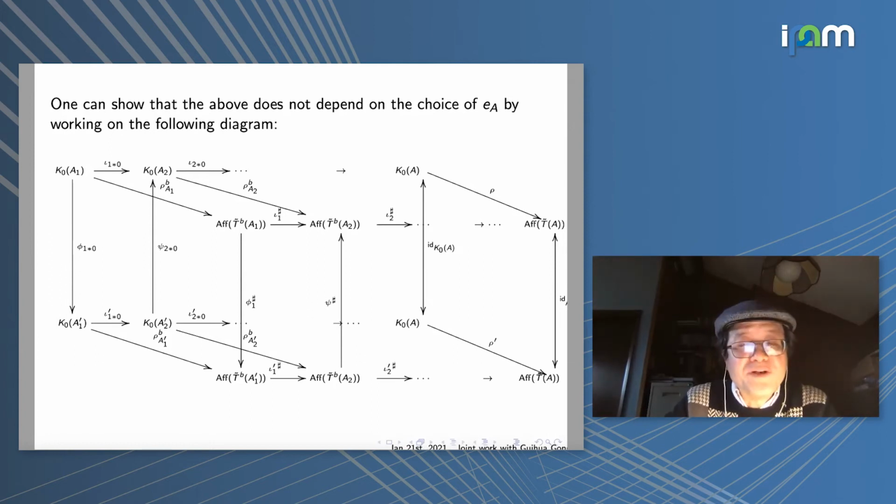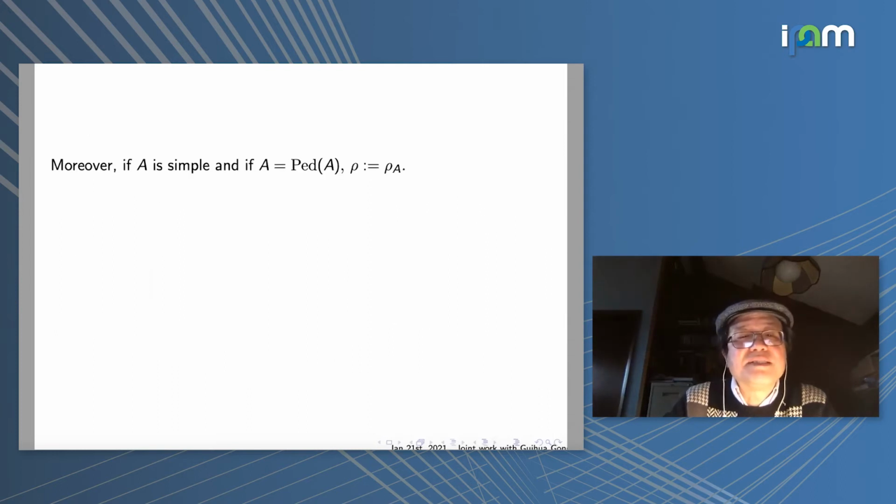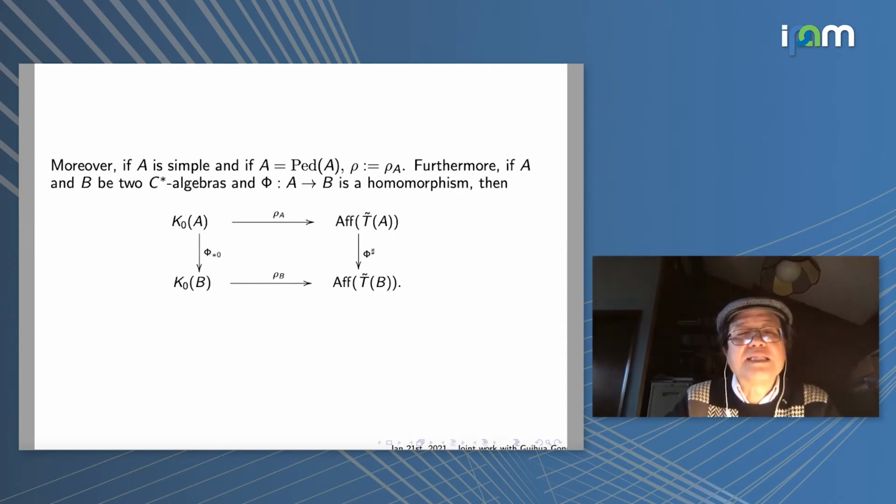And moreover, when A is simple and algebraically simple, it's not really new. It's just the same old thing. And this is actually a nicely defined pairing, and it has functorial properties like that.